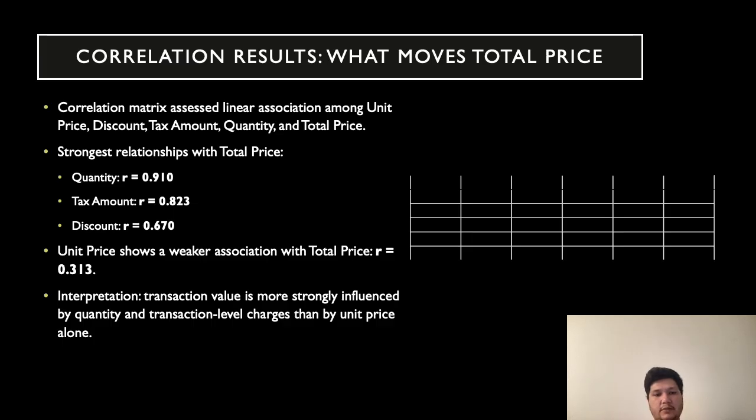This means when customers buy more items in one transaction, the total price increases significantly. Tax amounts and discounts also show a strong relationship with the total price, which makes sense because they usually increase when the transaction value is higher. However, unit price on its own has a weaker relationship with the total price. So overall, the data shows that selling more items or transactions is more important than simply increasing the price of individual products.